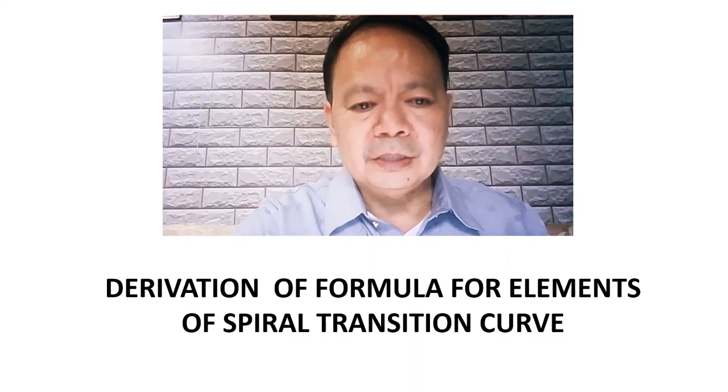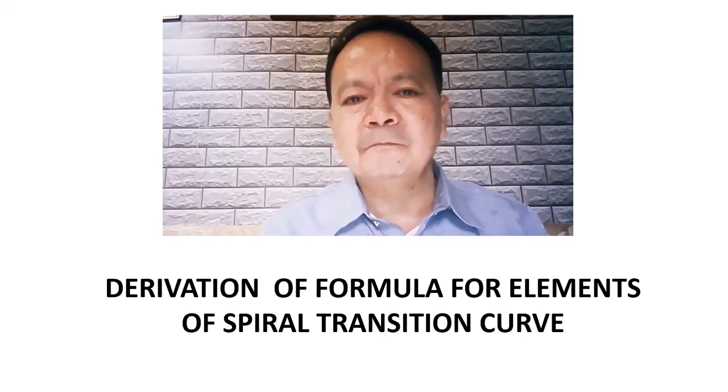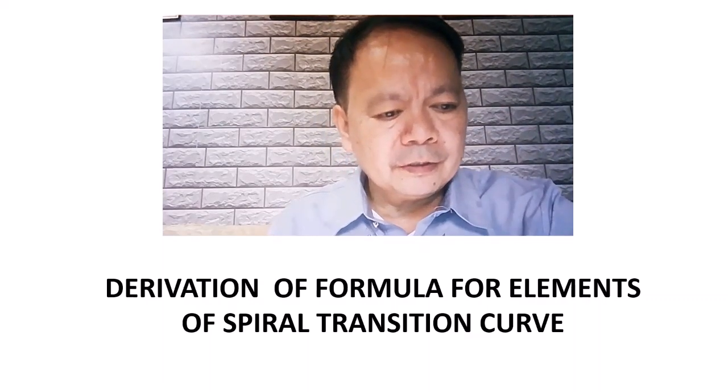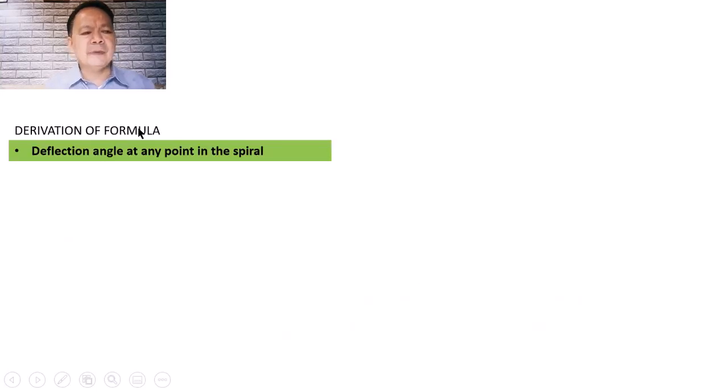At sa ating mga naunang discussions ay na-discuss na natin yung elements ng spiral plus the derivation of sum of the elements. At ngayon ay ipagpapatuloy natin itong ating discussions para i-derive naman yung ilan pang mga elements ng spiral transition curvature.